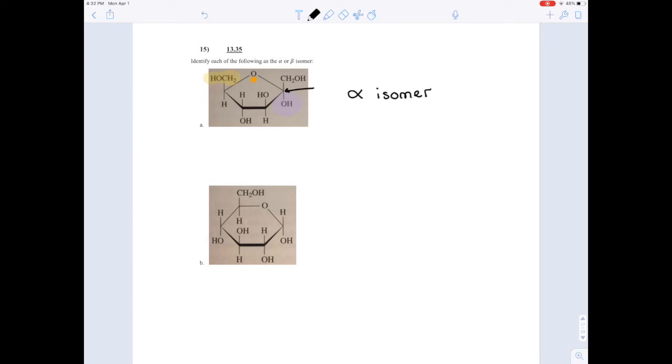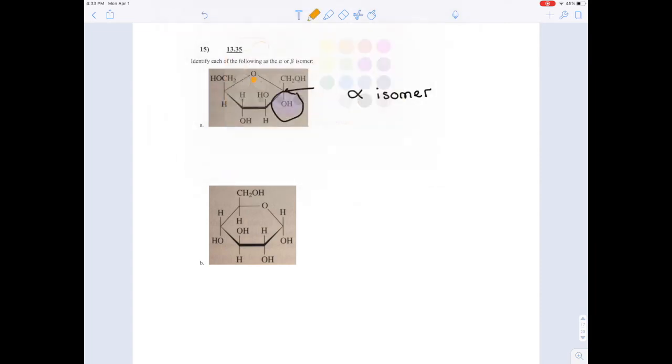Now technically, this is a standard way of drawing rings, the way they're set up here, where the tail is going up, but technically it's the OH and that tail being on opposite sides that makes it alpha. But a short way of thinking of it is to just look at the OH. If it's going down, it's alpha.